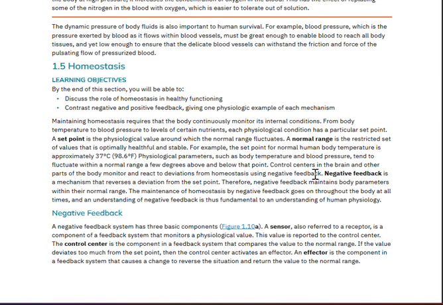Negative and positive feedback. Normal range is a restricted set of values that is optimally healthy and stable. Negative feedback is a mechanism that reverses a deviation from a set point. Therefore, negative feedback goes on throughout the body at all times, and an understanding of negative feedback is thus fundamental to an understanding of human physiology.